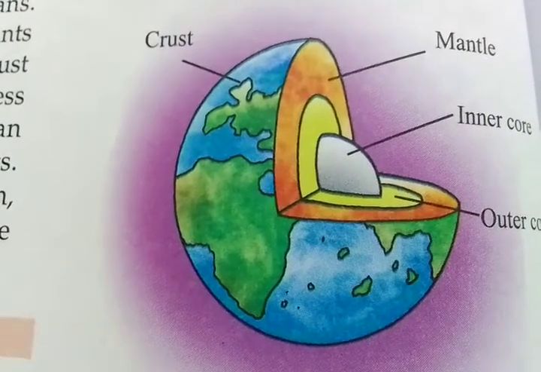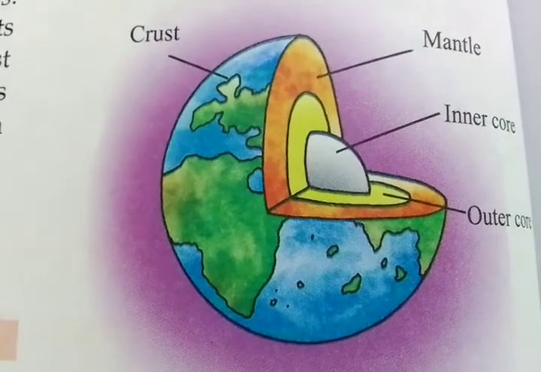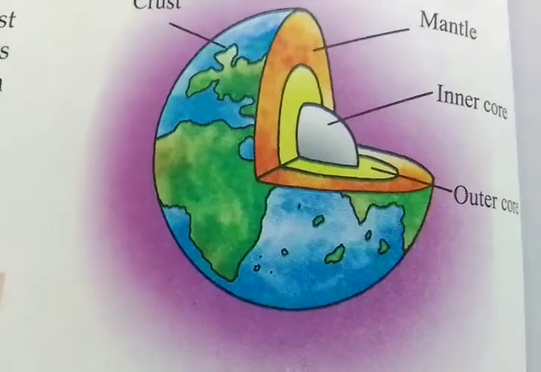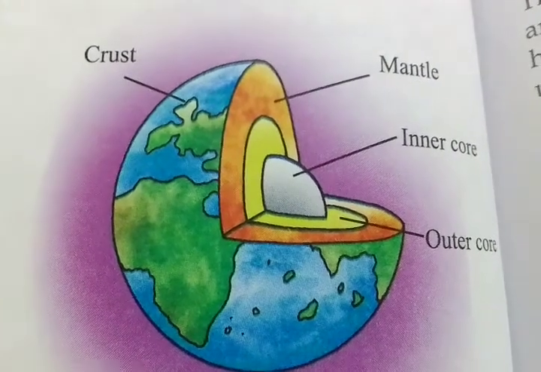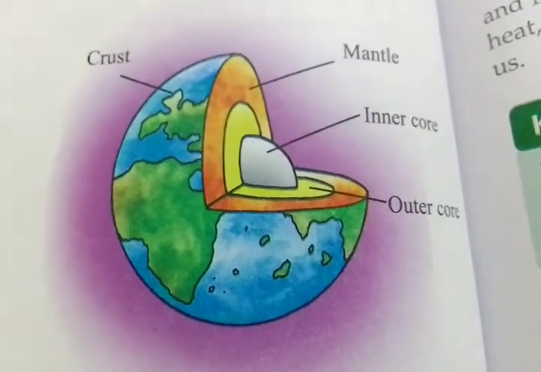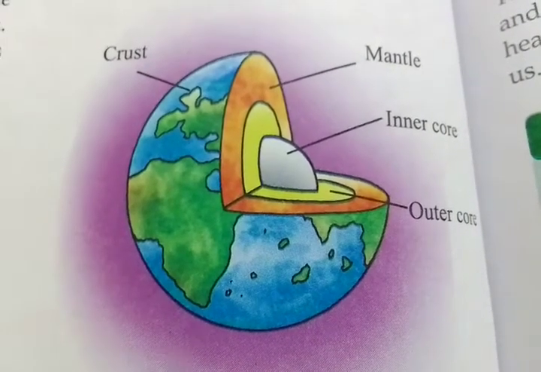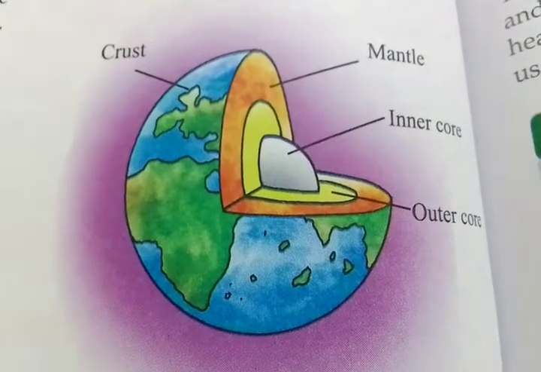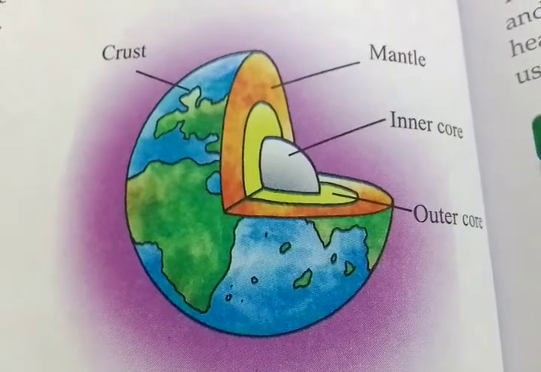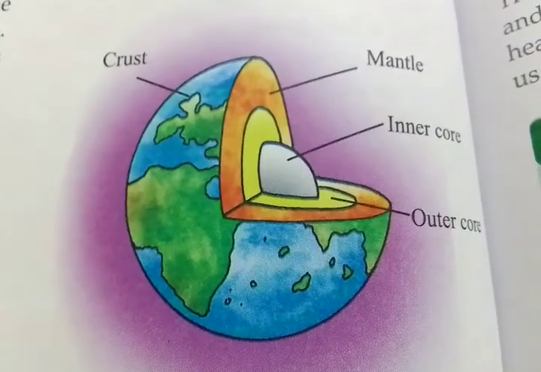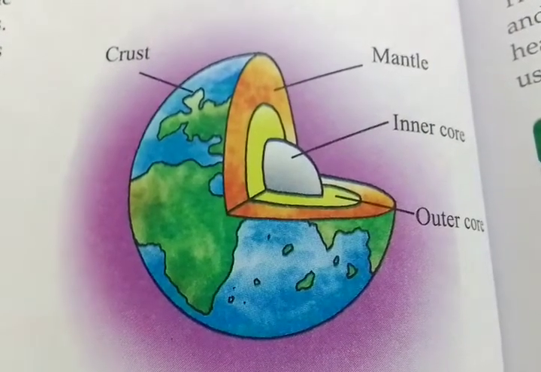And next part is the core. The core is the innermost layer and the center of the earth. It is about 6,900 kilometers across. It has two parts. The core has two parts: the inner core, which is a solid ball made up of iron and nickel, and the outer core, which is in liquid state. So, these are the three parts of the earth: the crust, the mantle and the core.